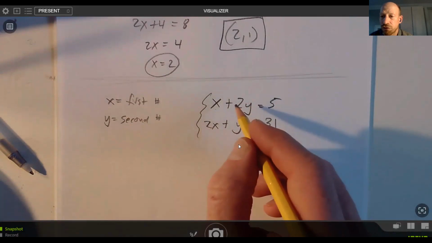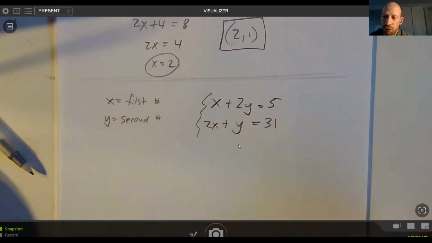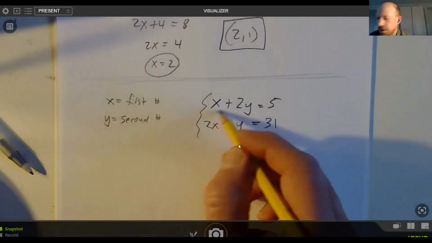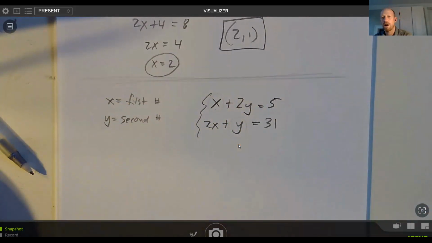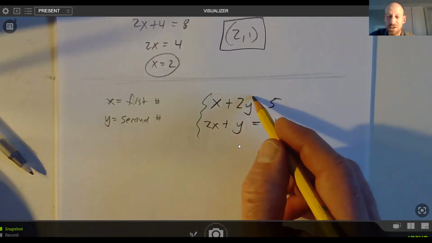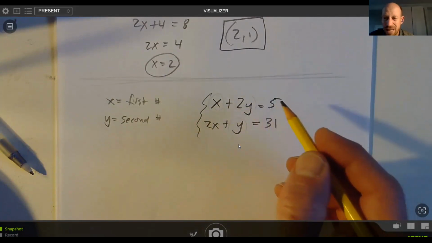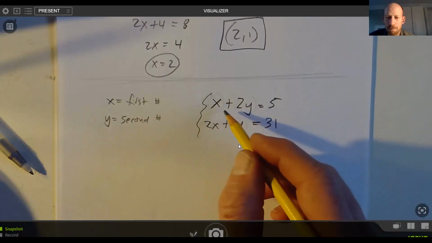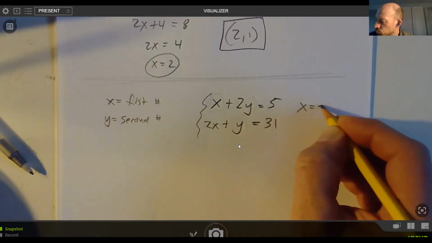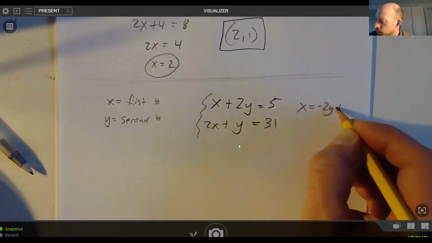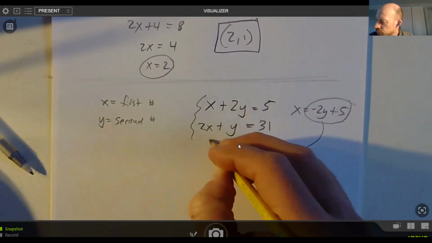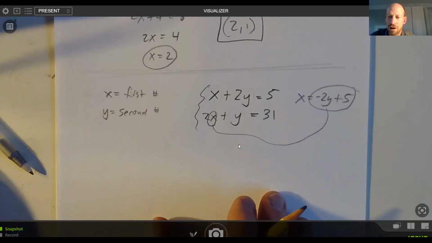When I'm doing substitution, I have to pick one variable to solve for somewhere in the problem. There's two really good candidates. I could solve for x or y. If I tried to solve for y here, I'm going to generate some fractions, right, when I divide by 2, and so I don't want to do that. But solving for x is nice. If I subtract the 2y, I get x equals minus 2y plus 5. So that value is going to go in there for x.